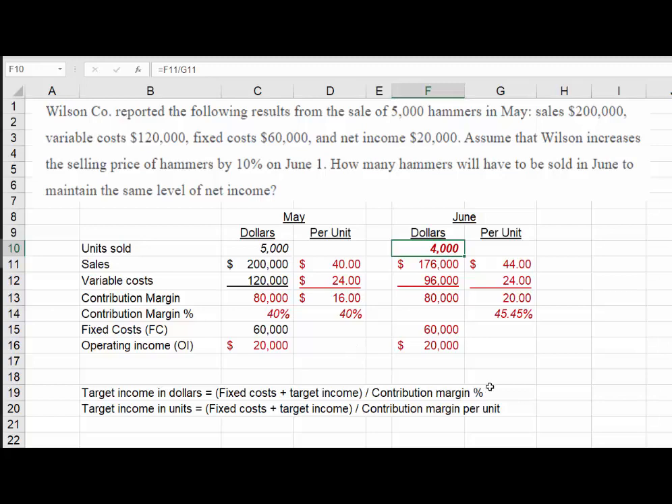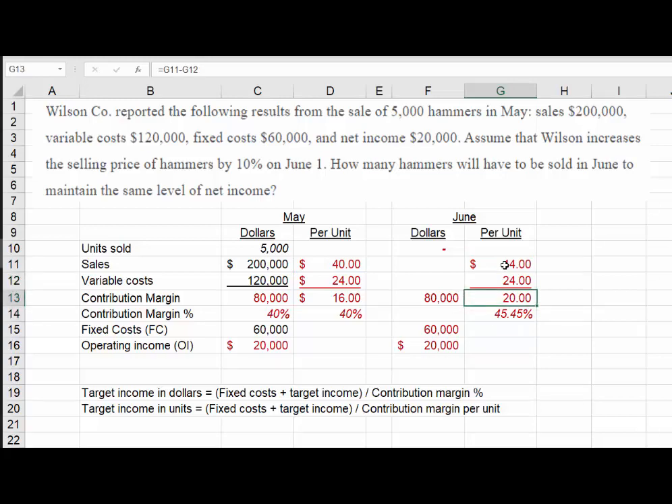Okay? Now, let's assume instead you wanted to solve this with target income in units. So here's what you would do. You'd backtrack and you'd say, well, wait a minute. We still have to know that the sales are $44, and we would know 24 would remain the same. Why is this 44? Because it increased by 10%. The cost did not increase because we're only raising price.